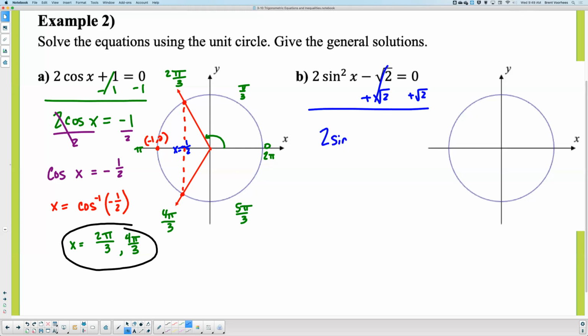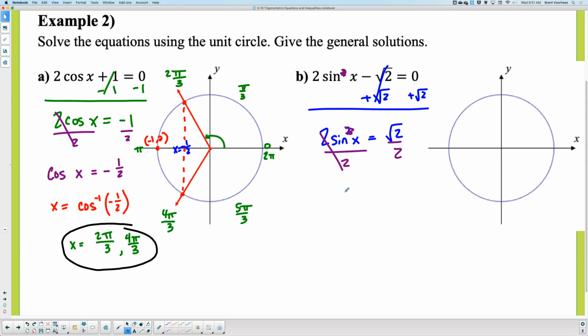So I have 2 sine squared x equals square root 2. Now what? We divide by 2. And I'm looking at this here. I'm going to have a problem in a second. As a typo, this should not be a squared yet. Go ahead and take away that square. I'm not ready to go to calculator yet. Take away that squared.